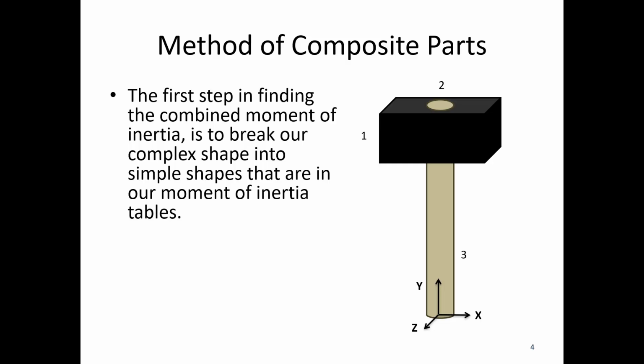Part 1, we've got a rectangular prism. That's the head of the hammer. Part 2 is the cylindrical cutout that we had in that. So that's going to end up being a negative volume; we're going to remove that mass. And then shape 3 is going to be the cylindrical handle that goes up the middle.